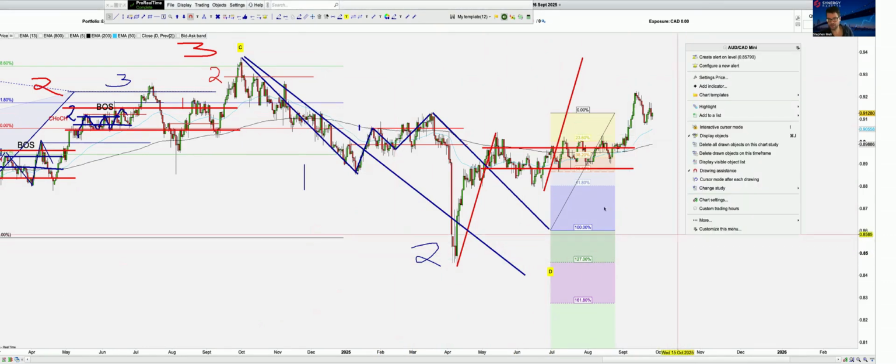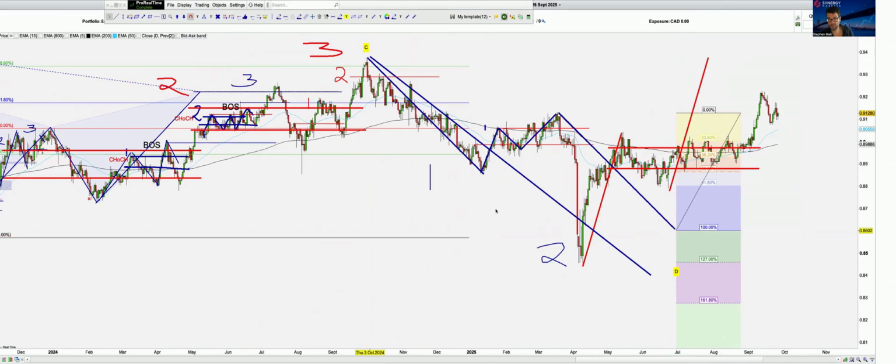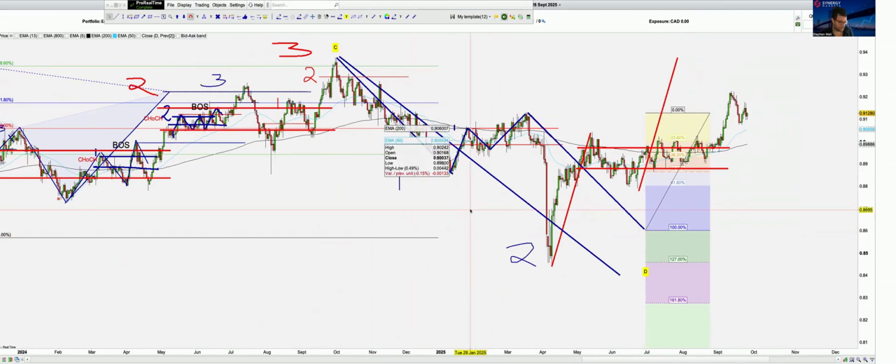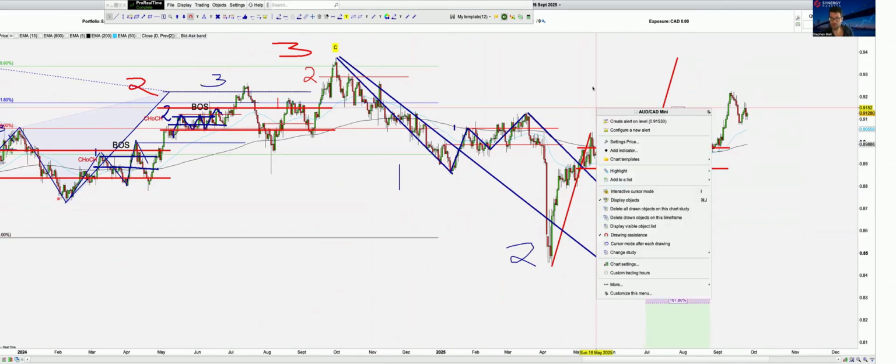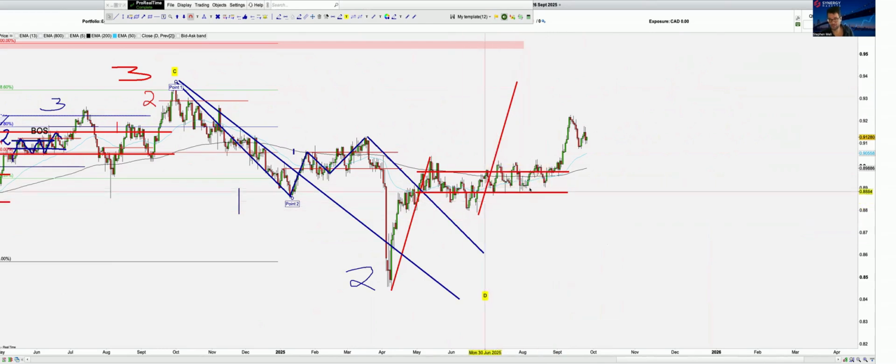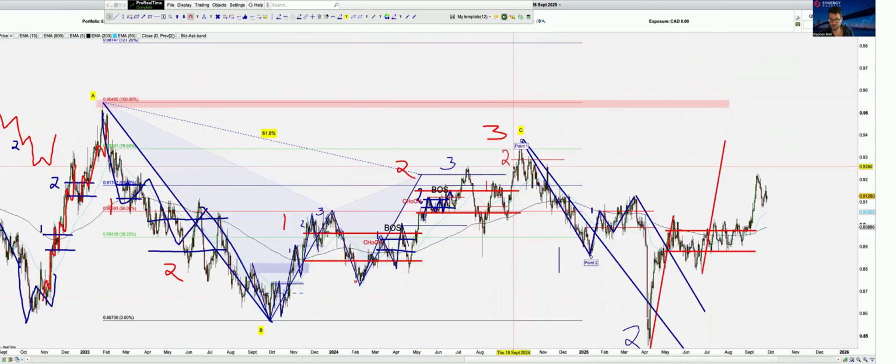until now. So we know that the AUD CAD really likes the 78.6 and it really likes the 127 extension. So we'll bear that in mind. Now, what can we see now? We can see certainly a consolidation zone. It looks to me that this is now a bullish pattern.